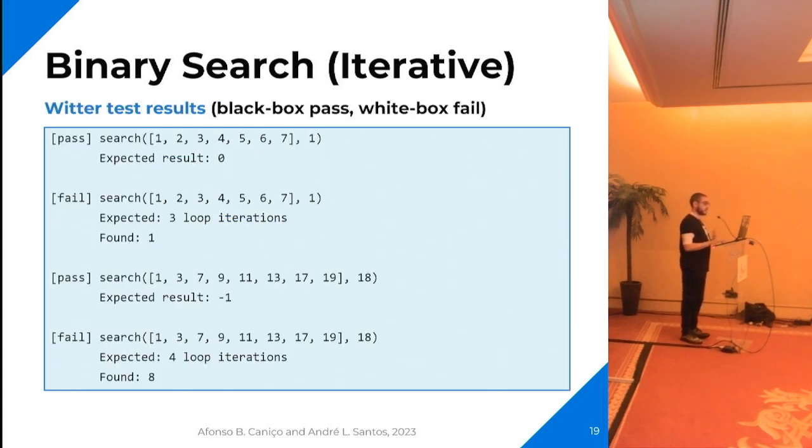So obviously, in here, the black box tests are going to pass, because they're both searching algorithms, so if we want to search for a certain value, they're both going to either find it or not find it, because they're both searching algorithms.